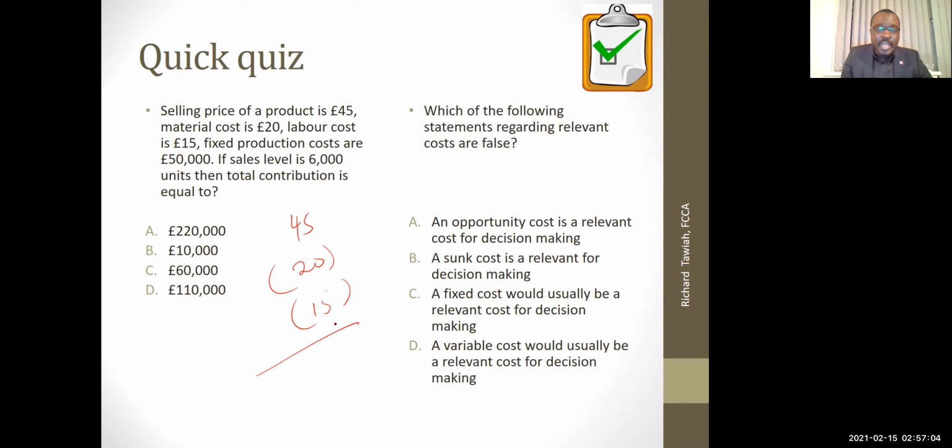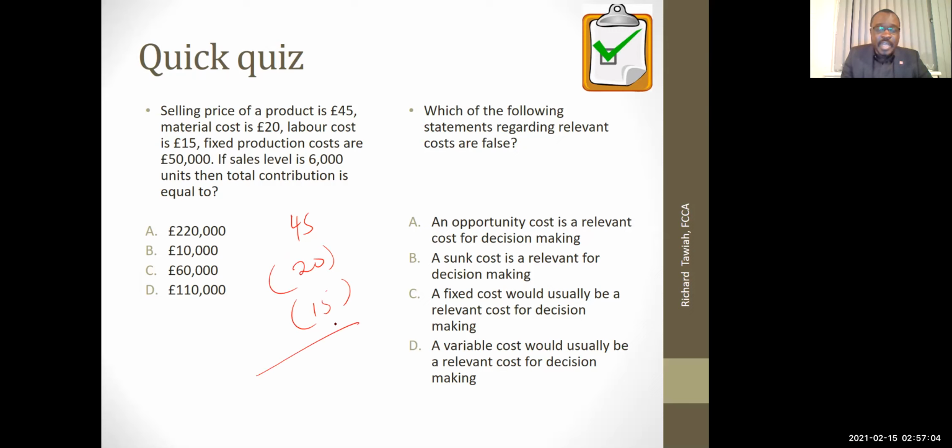So this is our contribution per unit. Total contribution then becomes what? Our 10 multiplied by the 6,000, and we get 60,000. That's our total contribution. If you want the pure profit, we just subtract the fixed cost component from it. So we subtract 50,000 and we end up getting 10K. This becomes our pure profit.